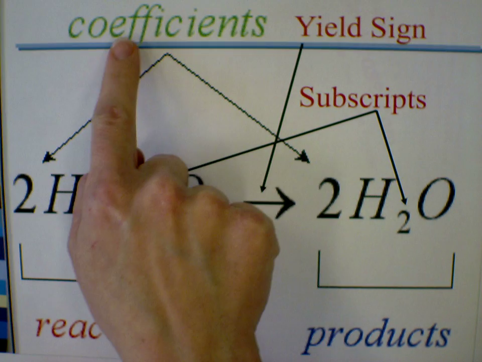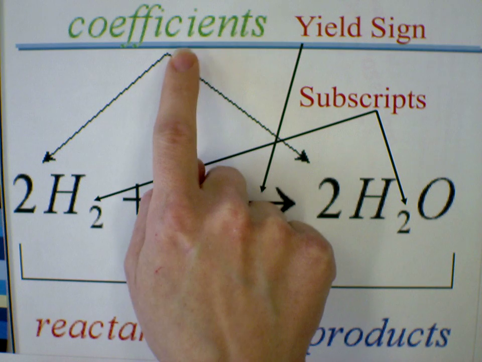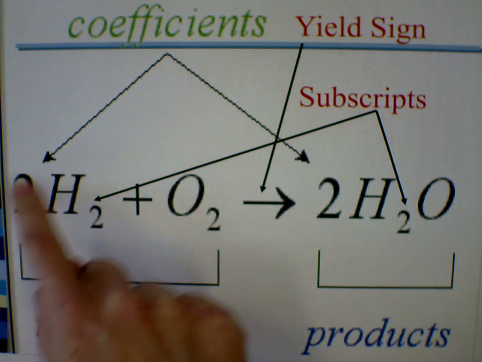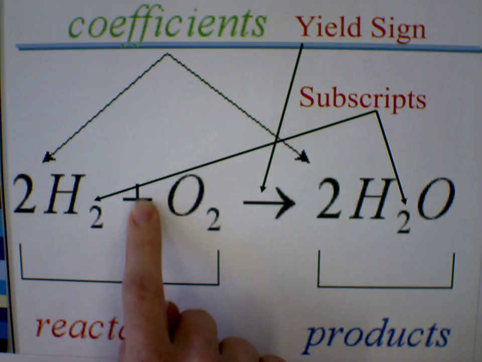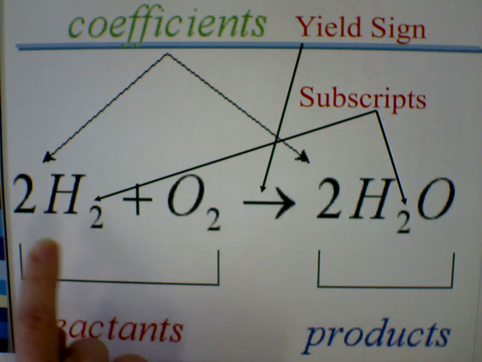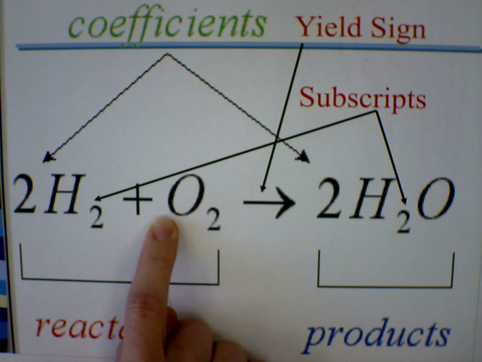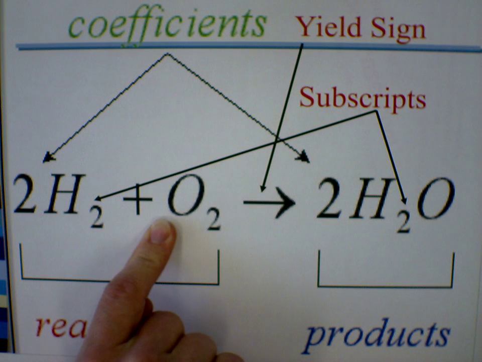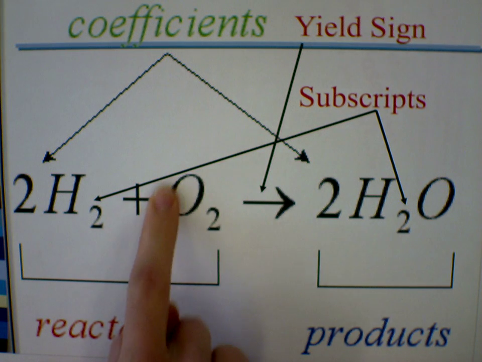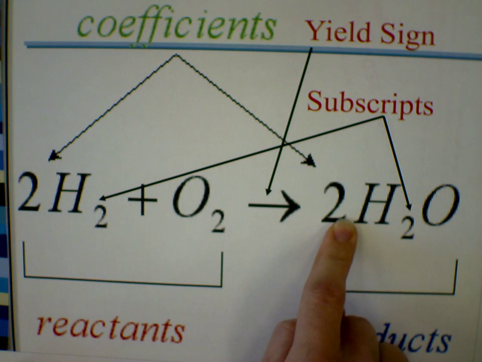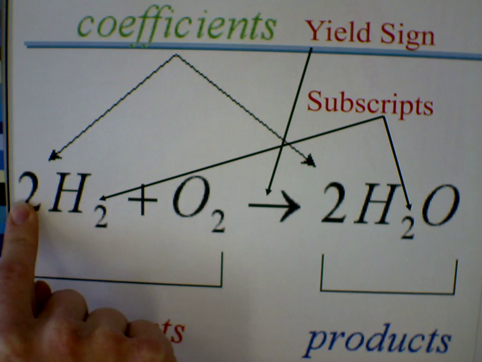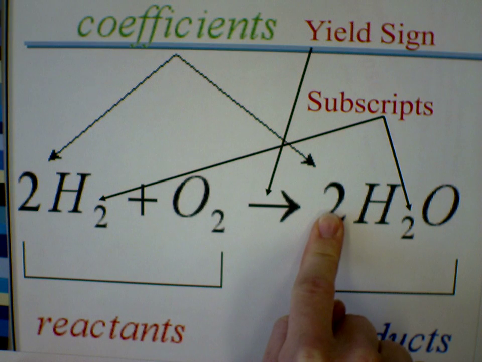So you see this first one up here that says coefficients. The arrows are pointing to the giant numbers out in front of the formulas. There isn't an arrow pointing out in front of the oxygen. So we've got 2, and we imply that a 1 is here. It's not written in because sometimes we like to cut corners. So it is an implied 1, and it is yielding 2 molecules over here.